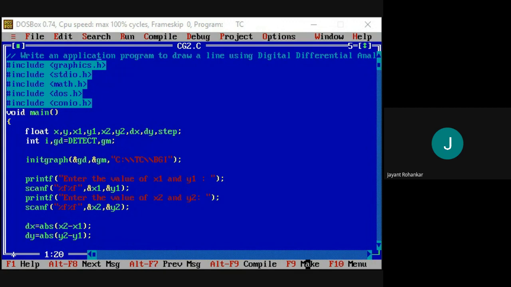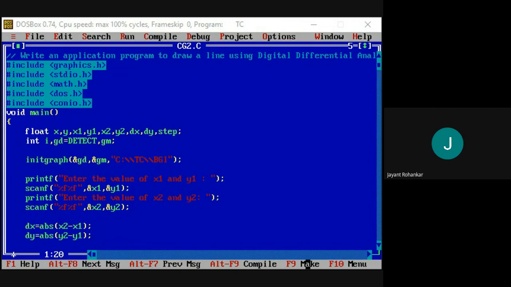So first of all we have to include graphics.h, we have to include stdio.h, we have to include math.h to perform some sort of mathematical calculations. We have to put the math.h header file in this program. Then we have to write dos.h, then conio.h. Then we will start writing the main program.